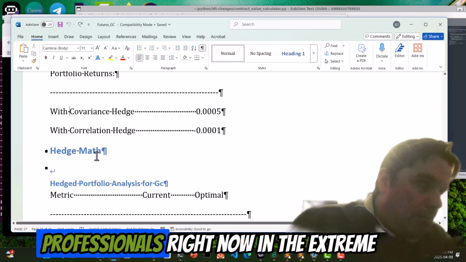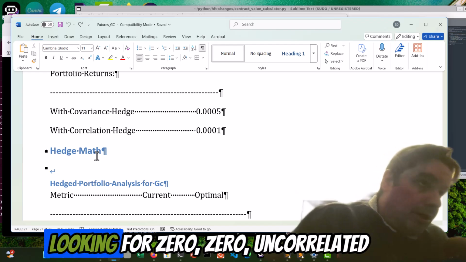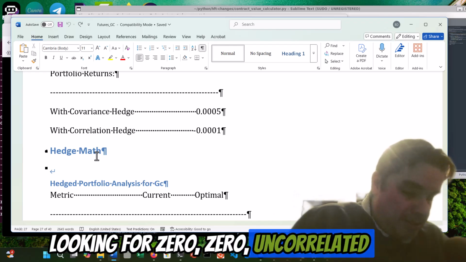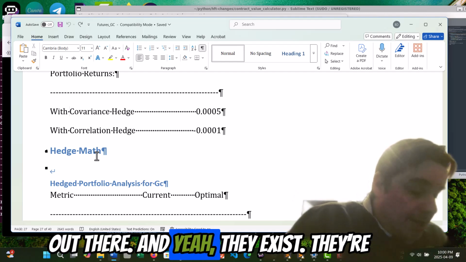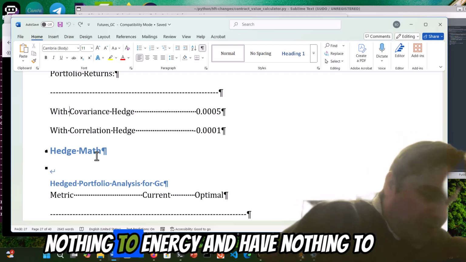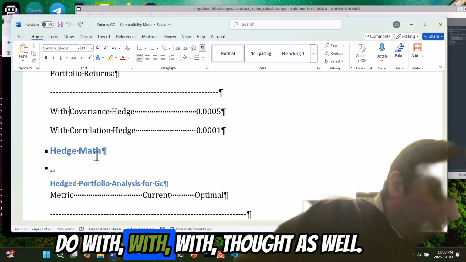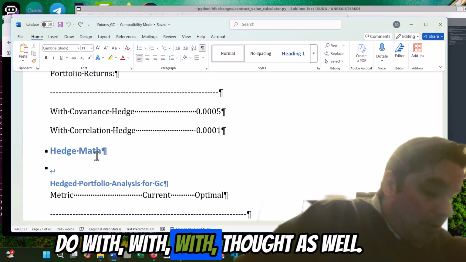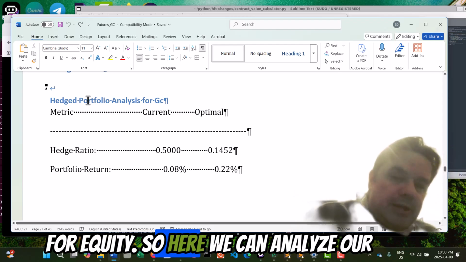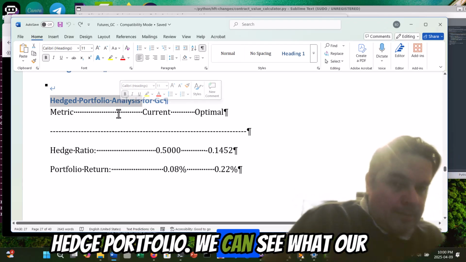And again, what most professionals right now in the extreme market conditions are looking for is zero uncorrelated markets out there. And yeah, they exist. They don't have anything to do with crypto, gold, energy, treasury or financial, or stocks and equity as well. So here we could analyze our hedge portfolio.